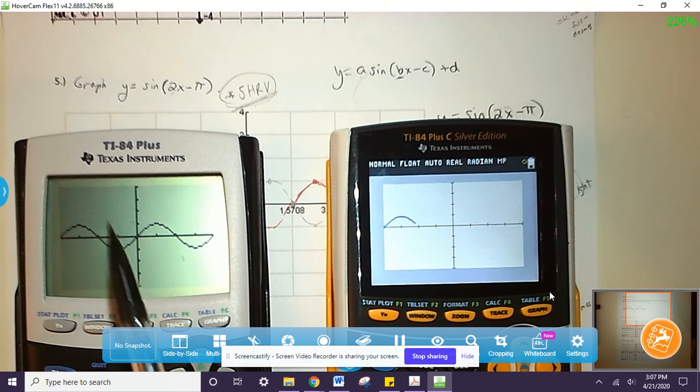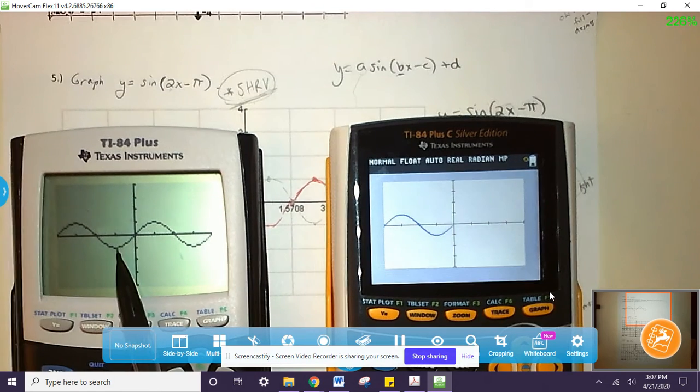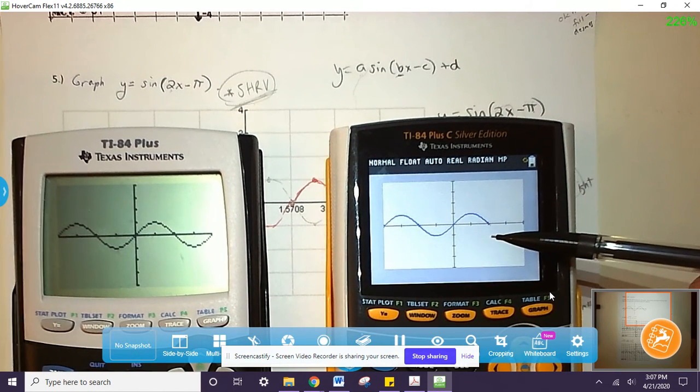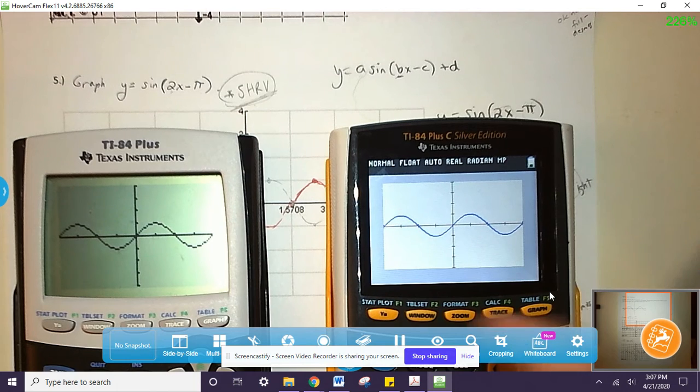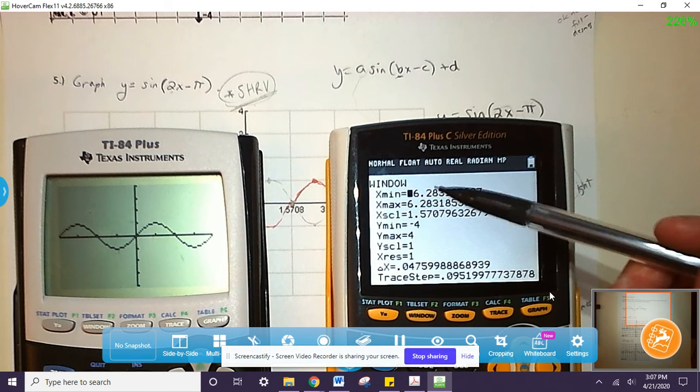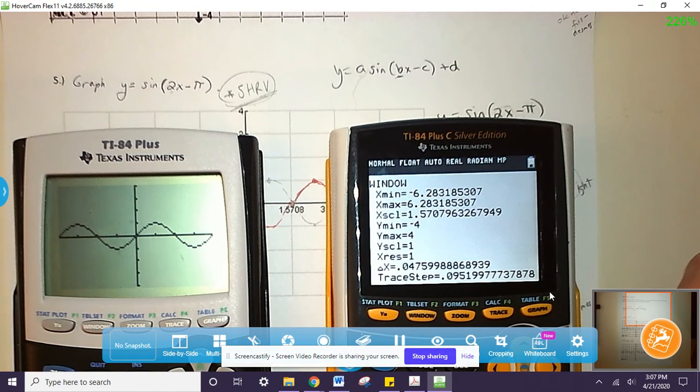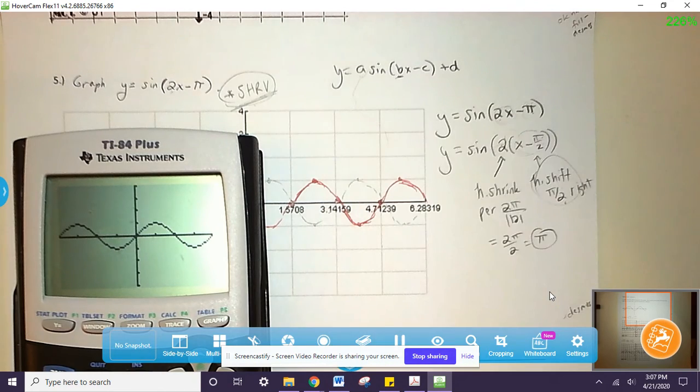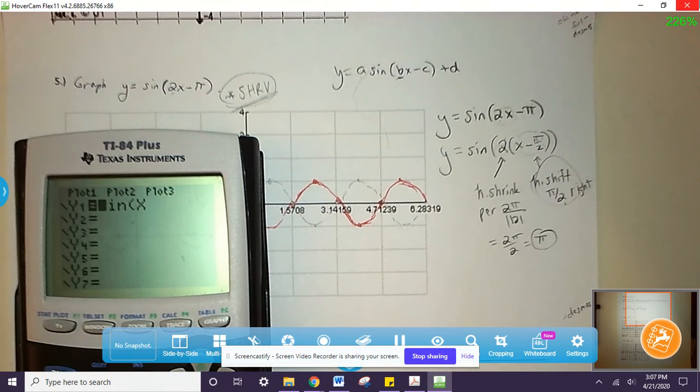But if you prefer this, because this is what our graph paper looks like, just set that window yourself. So let me show you that window one more time. From negative 2 pi to positive 2 pi was the only change we made. Okay, almost done with the graphing calculator part of today's lesson.